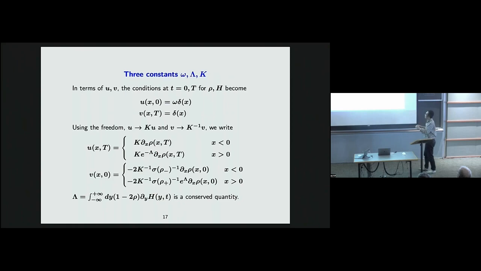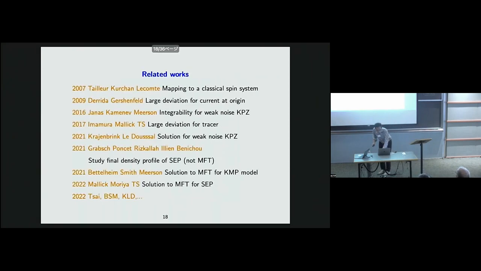To have a full solution in the original language, we also have to write down some transformation between u, v and rho, more concretely with new parameters or constants, capital K and capital Lambda. But today I don't have enough time to explain the details. But today I am telling you that we have done everything.